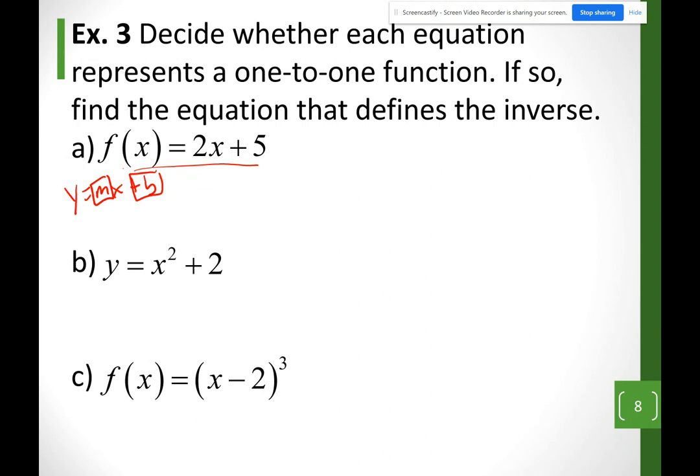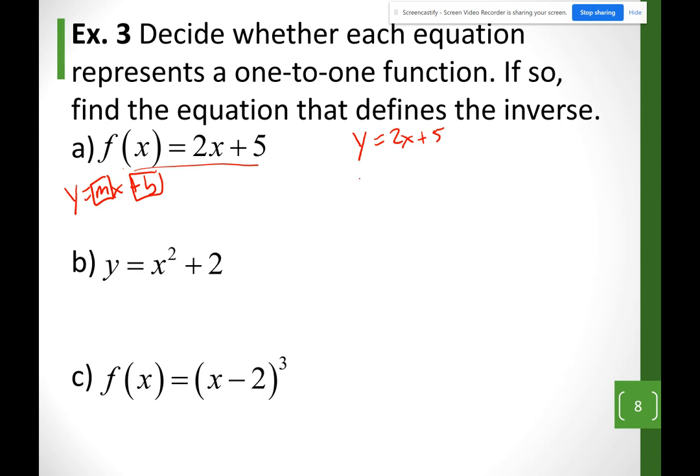Now, let me find the inverse. What I'm going to do, instead of f of x, let me write this as a y. So I have y equals 2x plus 5. Instead of f of x, g of x, or anything that I have, I'm going to replace it with a y. Now, the x and the y are going to switch places.